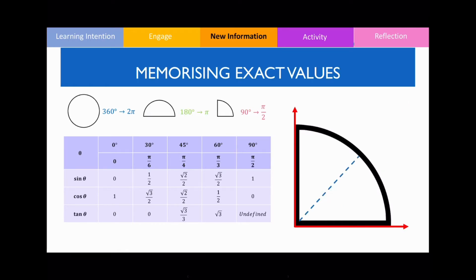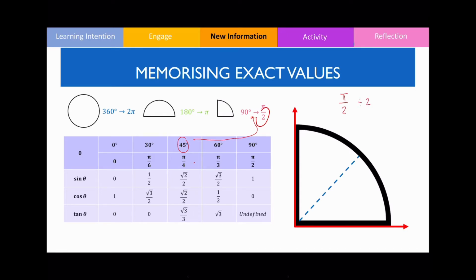So using that same logic, we can find out the radian equivalent of 45 degrees. In this case, 45 degrees is exactly half of 90. So if you just halve this number, that will give you the radian equivalent. If you go pi on 2, divided by 2, that will give you pi on 4.